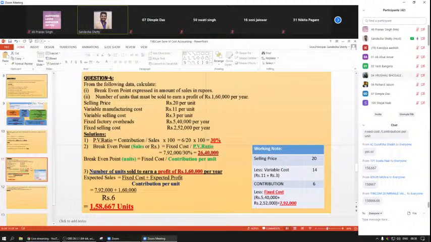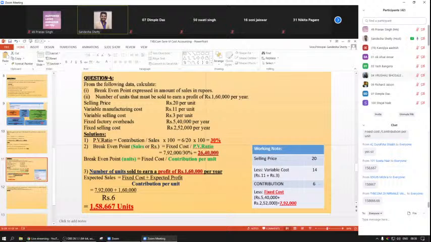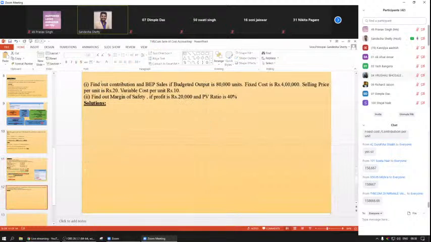So this is the fourth question. Is it clear? Please take a screenshot of this problem. Let's go for the next question. So this is question number 4. Go to the next small problem.